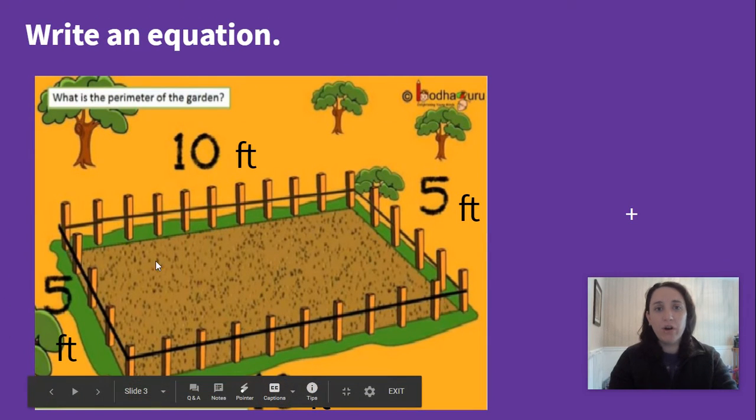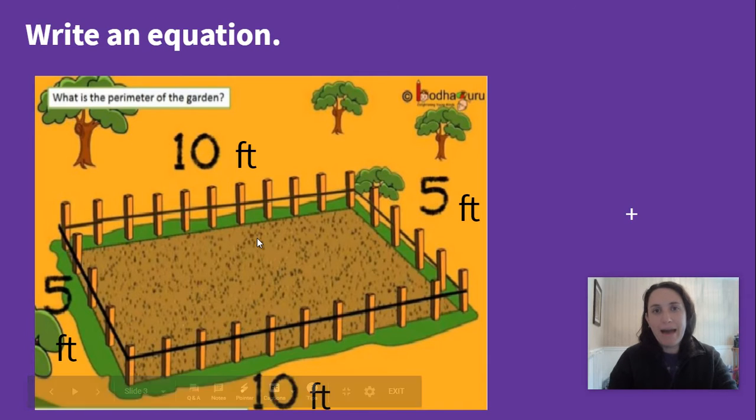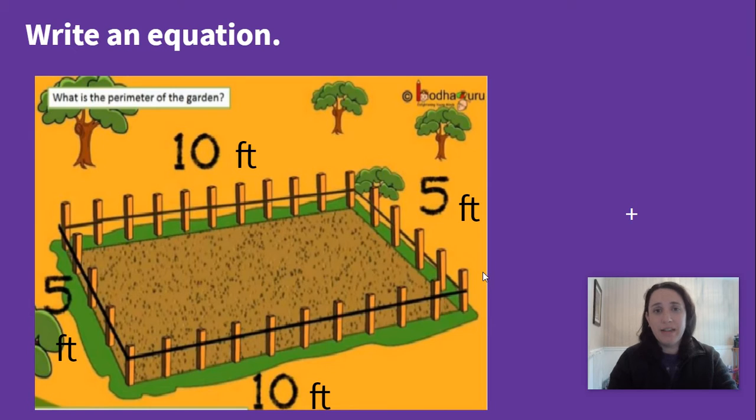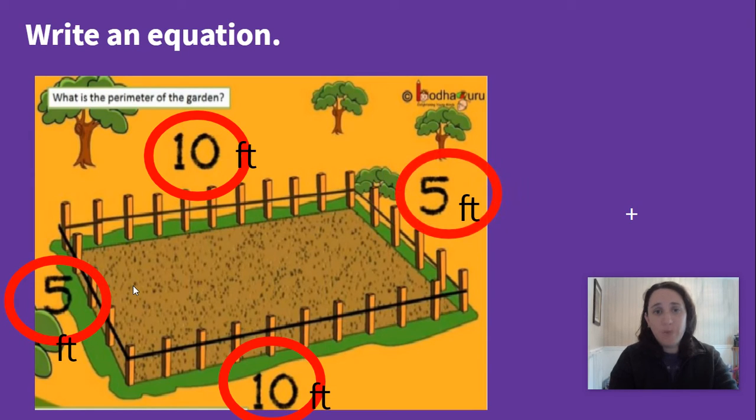Over here I have a garden. This garden is also a rectangle, so I'm going to think back about what I learned in geometry about rectangles. I know that opposite sides are parallel. That means that they'll never touch. But I also know that opposite sides are the same length. So if this length is 10 feet, that means that my opposite length also has to be 10 feet. If this width is 5 feet, my opposite width also has to be 5 feet.